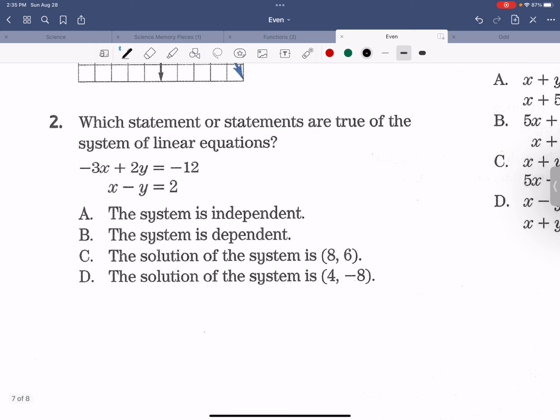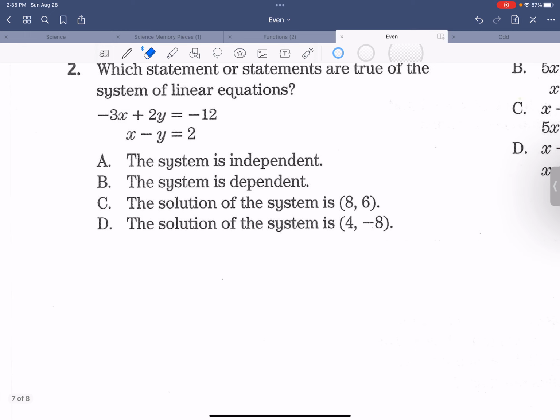Number 2, which statement or statements are true of this system of linear equations? So we have independent or dependent. We have a solution choice in C and D. So the only way I'm going to know this is to solve the system. And so let's study it out here. I think I'm going to do this one with substitution. So I have negative 3x. Actually, I think I'll do elimination.